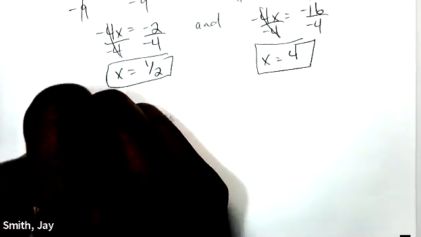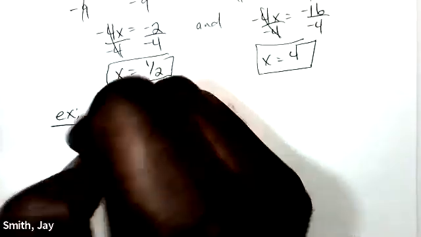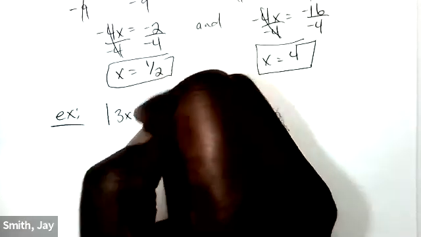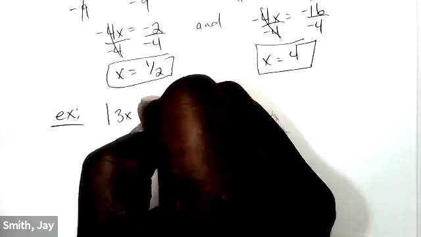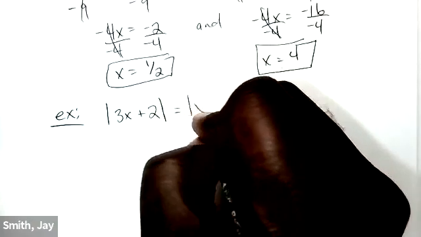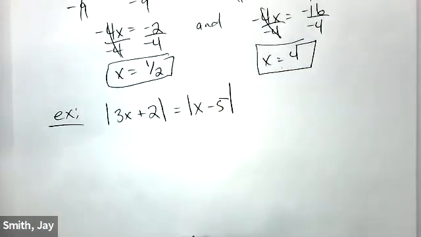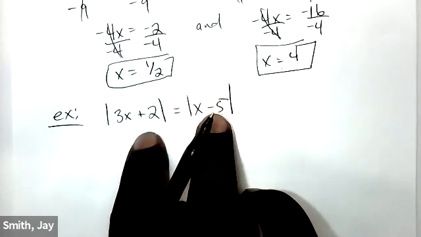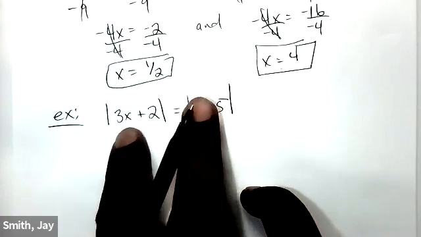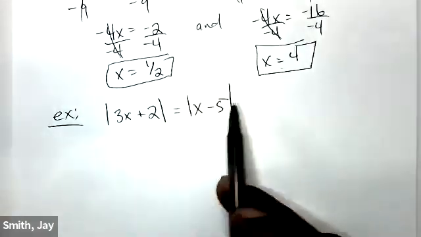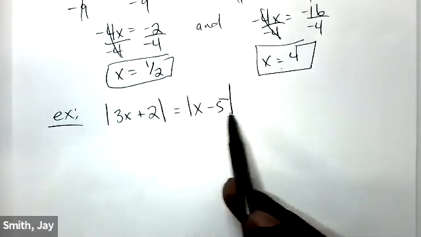Another type of problem just like that. So now we have the absolute value of 3x plus 2 is equal to the absolute value of x minus 5. Now remember, absolute value forces everything to be positive. So this can be a true statement, or this is a true statement. Positive equals a positive. But we still need to account for the positive and the negative.